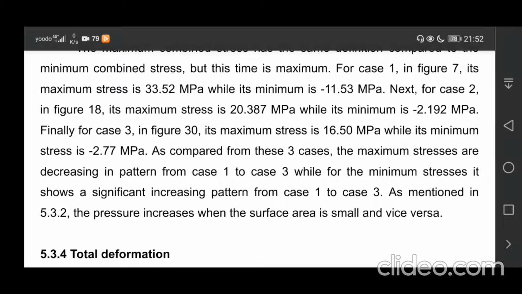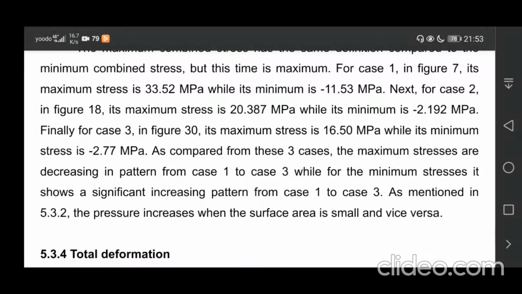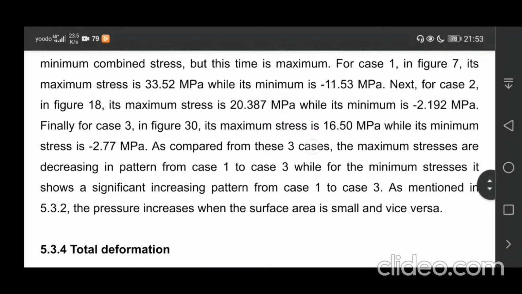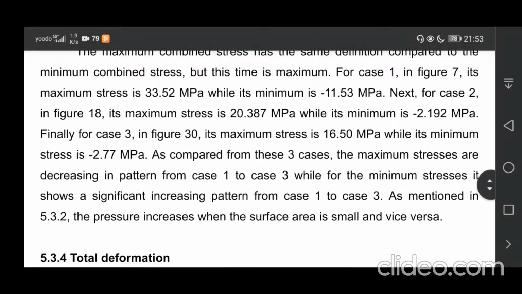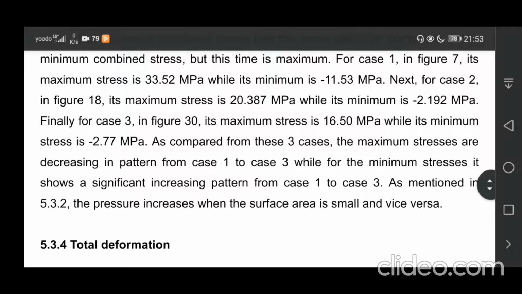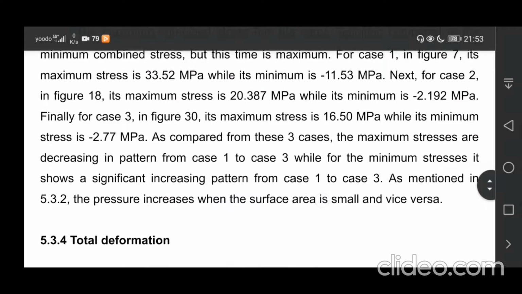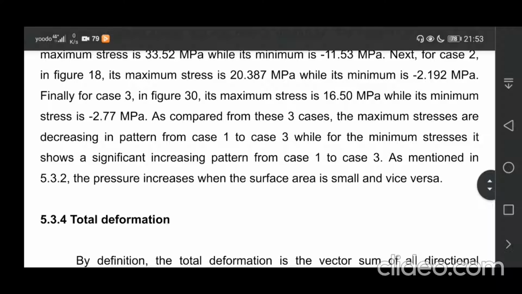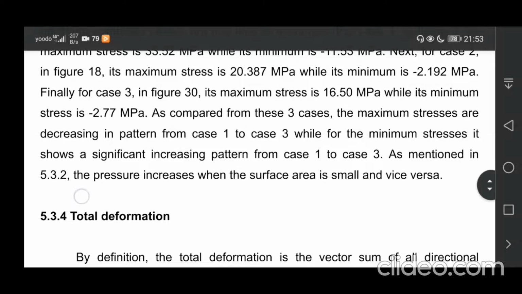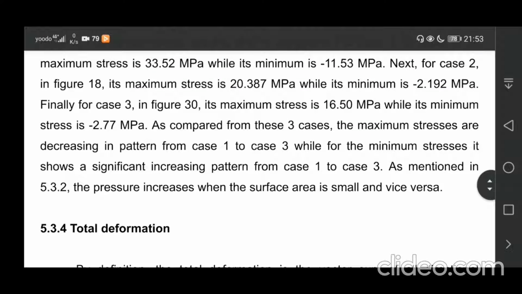Finally, for case 3 in figure 30, which is this one, its maximum stress is 16.5, while its minimum is negative 2.77 megapascal. As compared from these three cases, the maximum stresses are decreasing in pattern from case 1 to case 3, while for the minimum stresses, it shows a significant increasing pattern from case 1 to case 3. As mentioned in previous section 5.32, the pressure increases when the surface area is small, and vice versa.